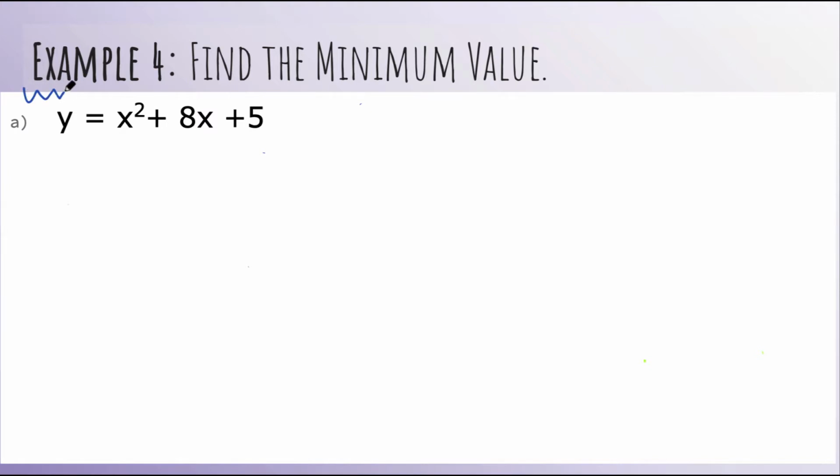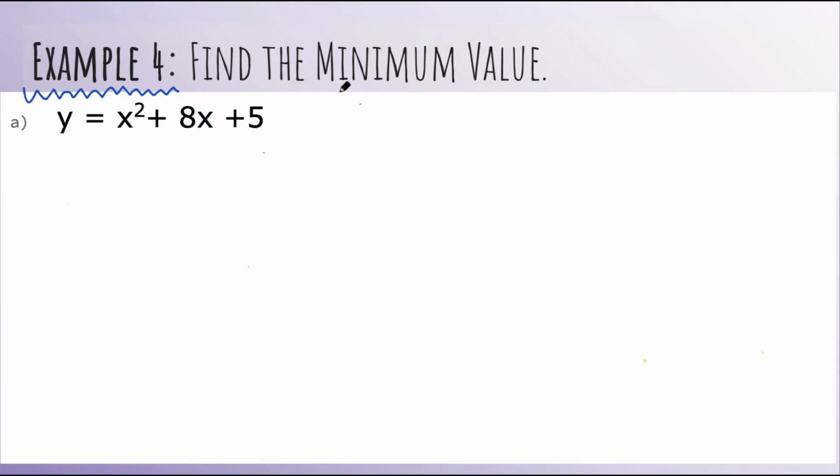This is example 4 that matches example 4 in your textbook, so you can take a look in your textbook if you need an additional resource. So here's our quadratic, y equals x squared plus 8x plus 5. So let me ask you, why is this a minimum value? Why will there be a minimum value for this quadratic?